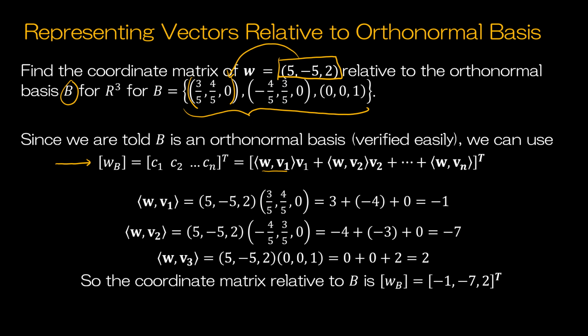And as you can see, I'm going to do the same for W·V2 and W·V3. So for W·V2, same idea. We're just doing the dot product. Negative 7 is my solution. And for W·V3, I get 0 plus 0 plus 2, or 2. So what that tells me is that if I did a change of basis, 5, negative 5, 2 would be rewritten as negative 1, negative 7, 2. So that would be the coordinate matrix of W relative to the orthonormal non-standard basis.